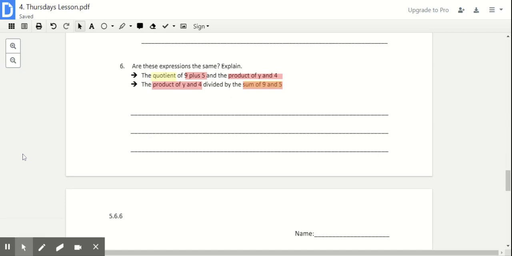Secret code time. Your secret code for the exit ticket for math today is jacket. Jacket. Make sure you're spelling that correctly when you're inputting that in.